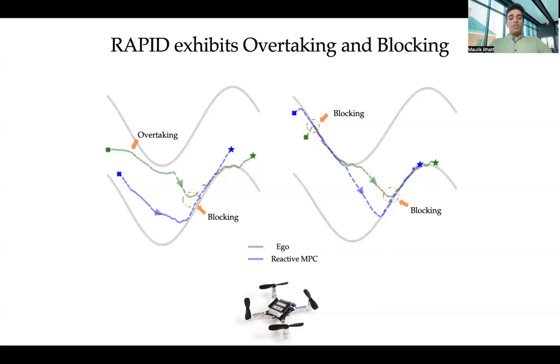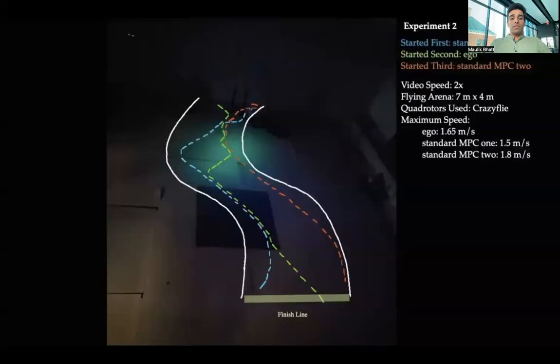So, with this opponent, our agent uses our game theoretic algorithm, and we found out that in almost all the races, our agent is able to overtake and generate blocking behaviors. If it started late, it was overtaking the agent, and if it started before the opponent, then it would always generate blocking behaviors and prevent the other agent from overtaking and winning the race ultimately.